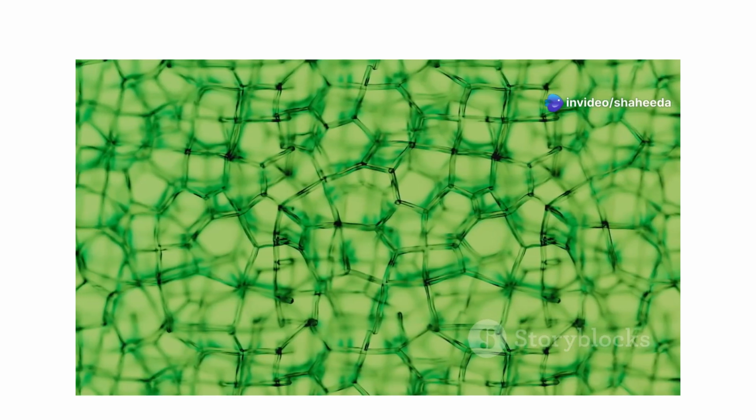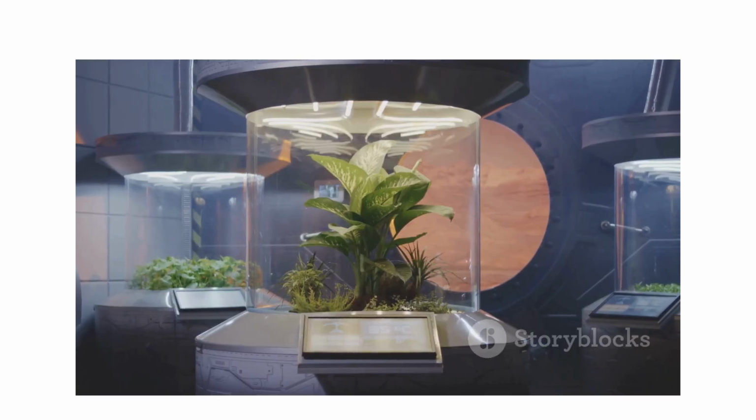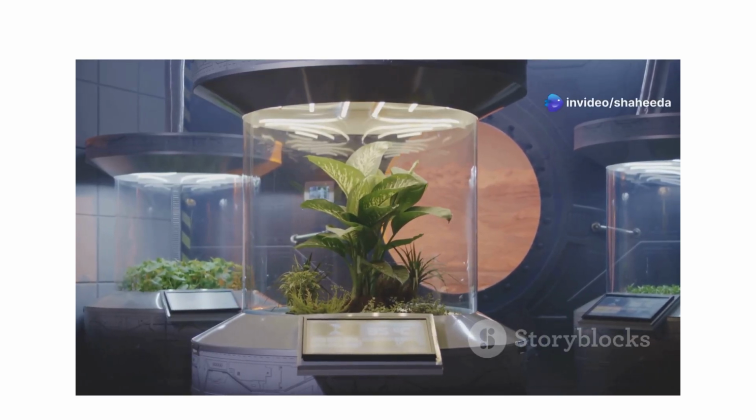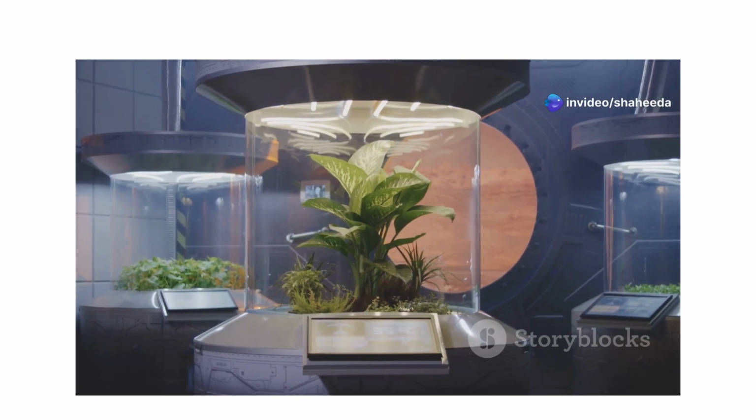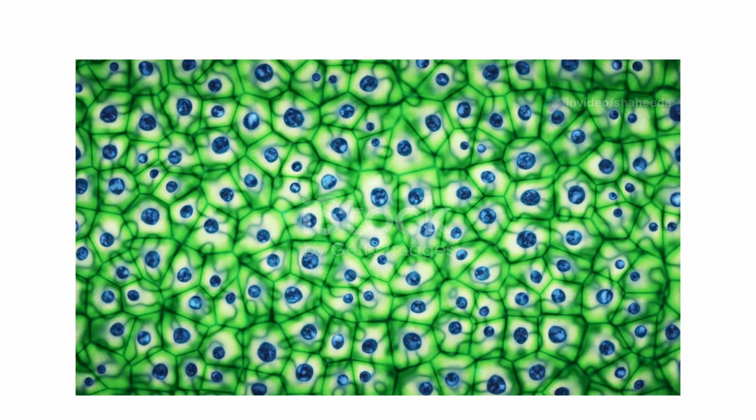Plant cells also have large central vacuoles, which are like water balloons that help maintain the cell's shape and store water and nutrients. These vacuoles play a crucial role in regulating the cell's water balance and turgor pressure, keeping plants upright and preventing wilting. Stem cells, the body's shapeshifters.